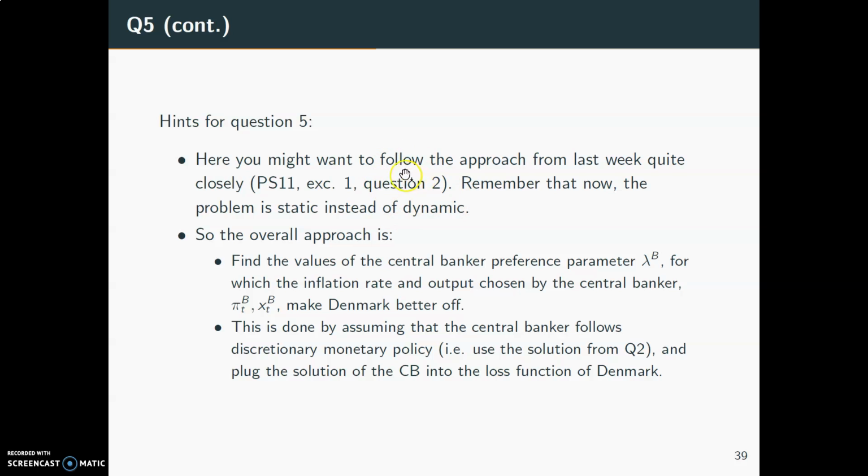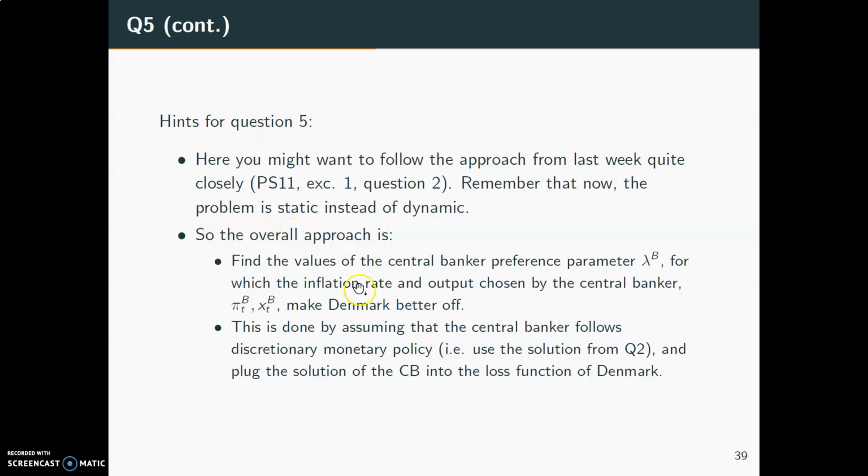So it's the approach that we used to characterize the optimal central banker for the party that had the power in the second period in that question. Remember that now the problem is static rather than dynamic. Okay, so this was quite a difficult question in the last problem set, but I suggest that you go back now and follow the same steps to characterize the optimal central banker for this candidate in this static case.